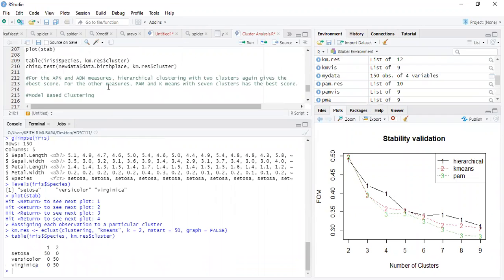So you see the table coming out there? It gives us the 2 clusters that we have selected, and it tells us that we have Setosa in the first cluster, then Versicolor in the second cluster, and Virginica in the second cluster.